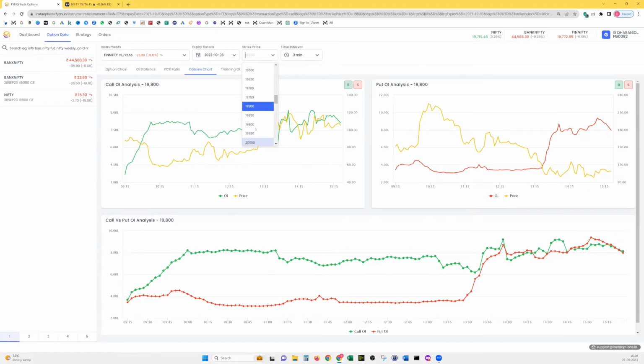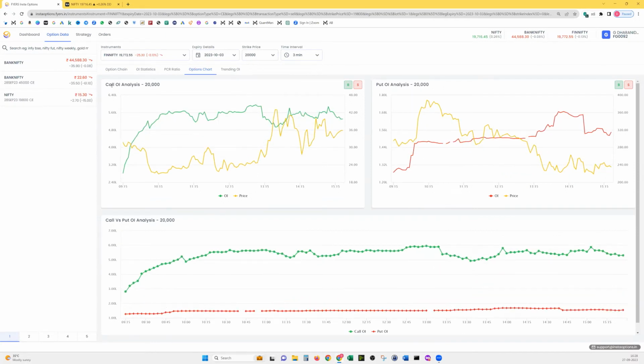If I want to do it on 20,000, you can see the 20,000 call and 20,000 put over here, on top of which you can look into what the price is doing and what the open interest is doing on these two strikes, the call as well as put of 20,000. And on the bottom, you can find that the call and put open interest has been plotted. And then the trending way.